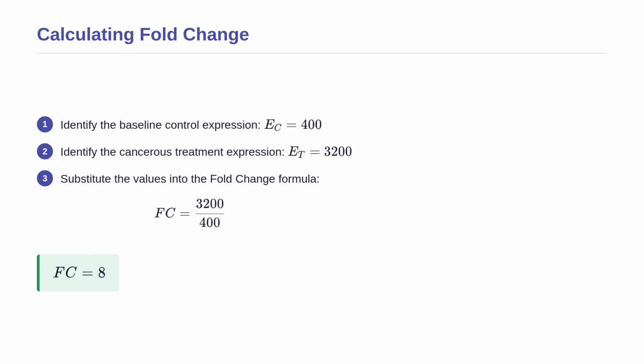We plug these numbers into our formula, dividing 3,200 by 400. This gives us a fold change of 8. Physically, this means that gene A is producing 8 times as much RNA in the cancer cell compared to the healthy cell.